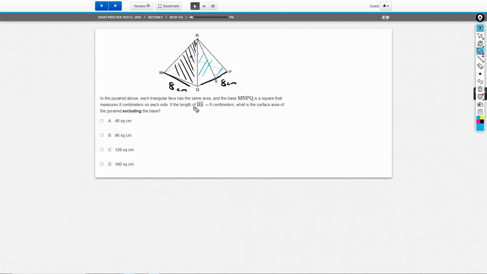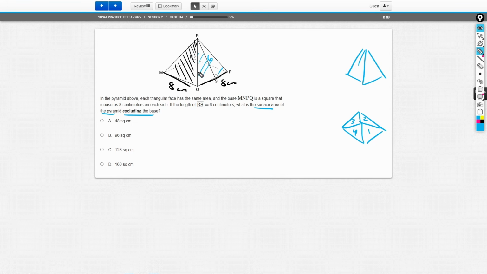Now, if the length of RS, which is this right here, is 6 centimeters, what is the surface area of the pyramid excluding the base? So the surface area is if you just combine the area of whatever's facing the outside. So if I look at this pyramid right here, I know that it has 4 faces. It has 4 faces because it has a square base, and then from the square base, there's 1 triangle, there's 2 triangles, there's 3 triangles, and finally there's 4 triangles, if we're looking at it like at a top-down view, or like a bird's eye view, right?